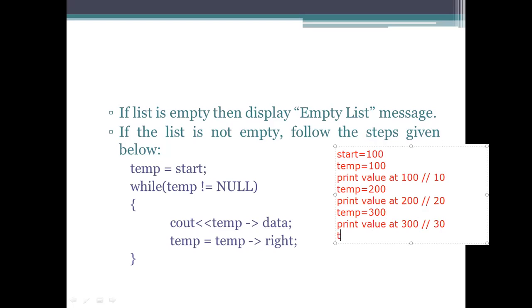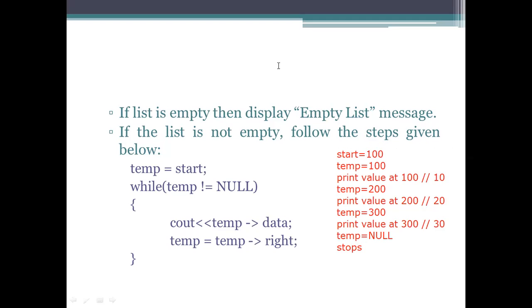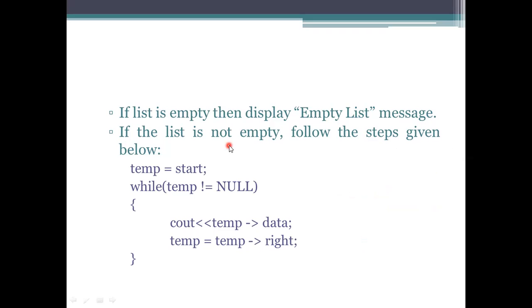Now temporary equals its right side. What is temporary now? 300. Temporary's right side is null. Now see whether temporary is not equal to null. It is equal to null. So what happens here? It will stop there. So stop the processing and print the values you have got. Okay. And coming to the example.